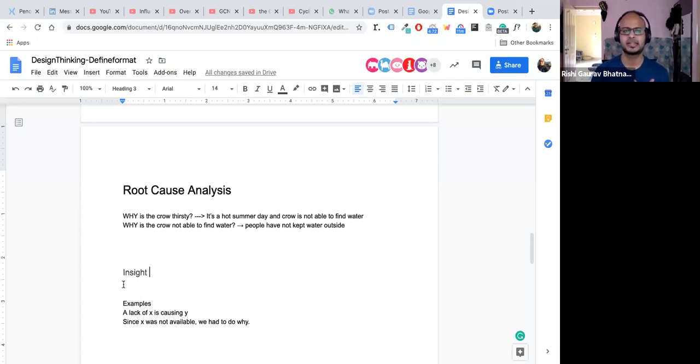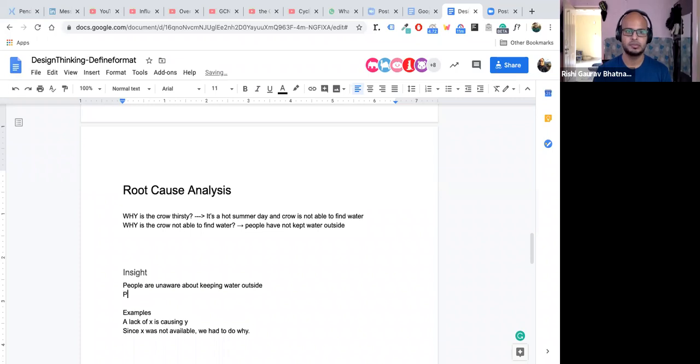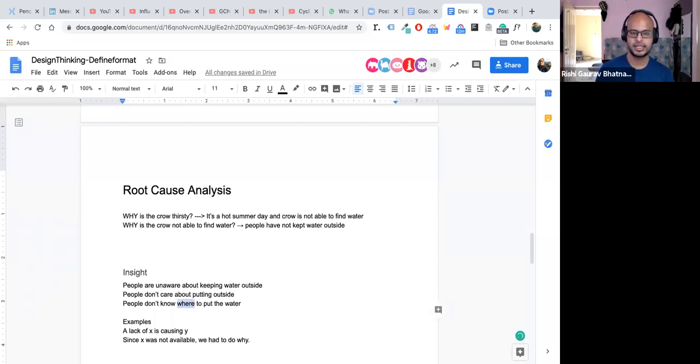And then we come to an insight saying, okay, we as humans, how can we solve for that problem? The insight could be people are unaware about keeping water outside. Another insight could be people don't care about putting water outside. Another insight could be people don't know where to put the water. This could again then be a human insight.